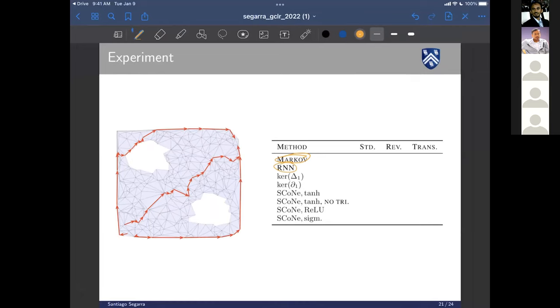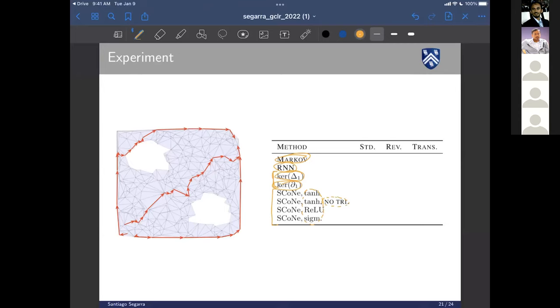And then a bunch of different architectures that are based on the construction that we did today. SCONE with different activation functions. And then the TANH, no triangles, meaning completely ignoring the triangles in the simplicial complex, only focusing on the graph. And then these two other things are essentially projecting our flows into the kernel space of the Hodge-Laplacian, and the kernel space of del one, which is that of the Hodge-Laplacian by ignoring triangles again. So there's nothing learnable there, it's just a projection into kernel space and that's it. So it's less sophisticated than SCONE.